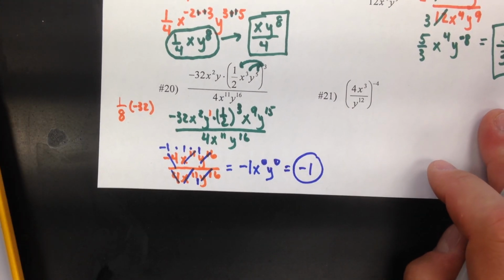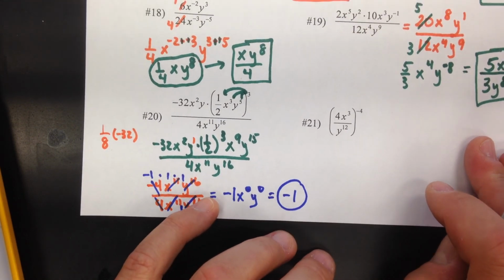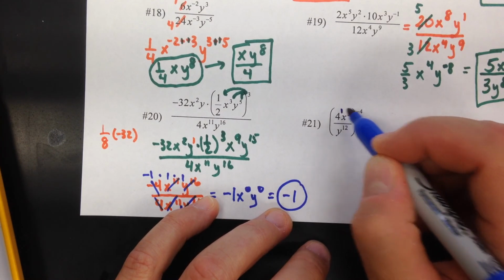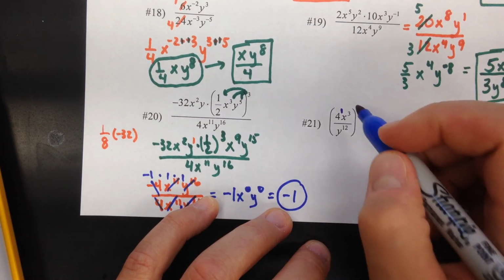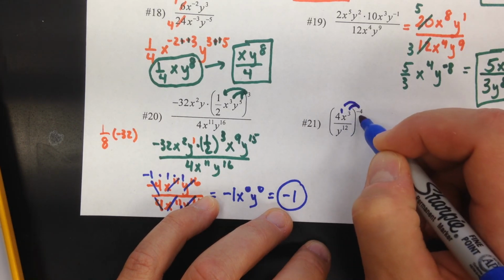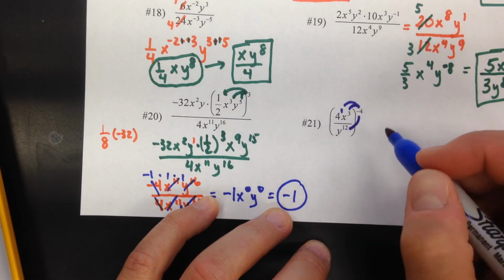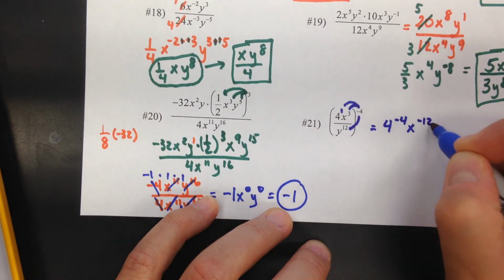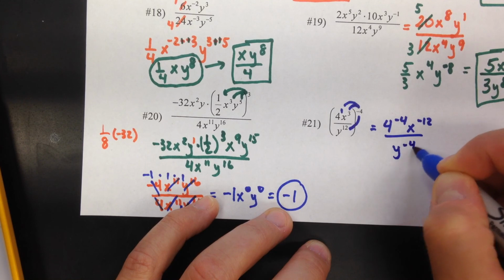That was nice. All right, and then the last one here, 21. When you have a fraction raised to an outside exponent, the rule stays the same. Every exponent inside gets multiplied by negative 4 in this case. So 4 to the negative 4, x to the negative 12, y to the negative 48.